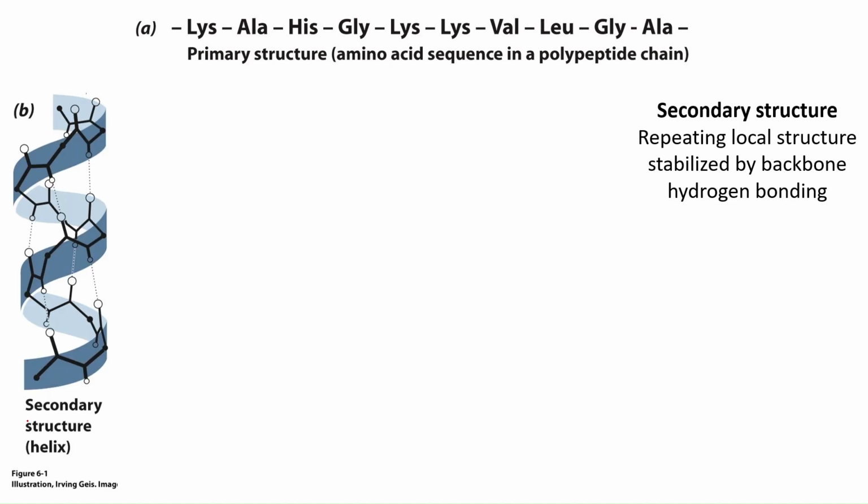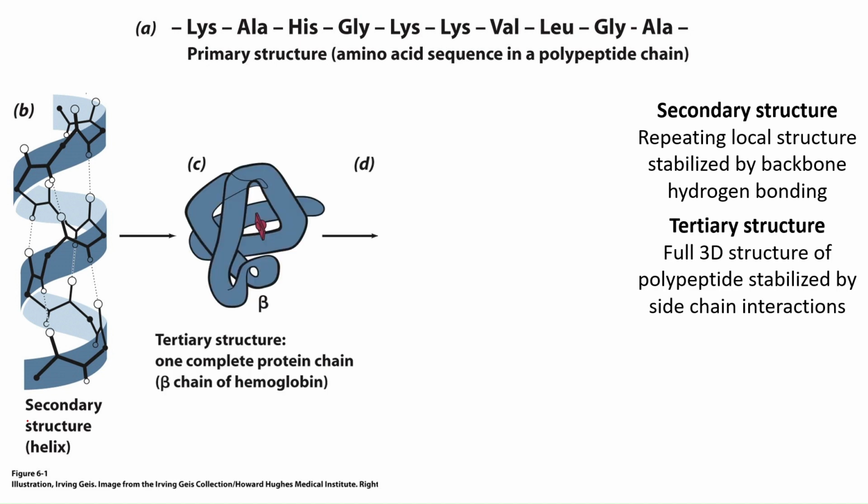So that brings us to the secondary structure. A secondary structure for a protein refers to the repeating local structure that's stabilized by the hydrogen bonding between the different parts of the polypeptide backbone. What's illustrated here on the left side of the slide is one type of secondary structure called a helix that we'll talk a little bit more about in a little bit.